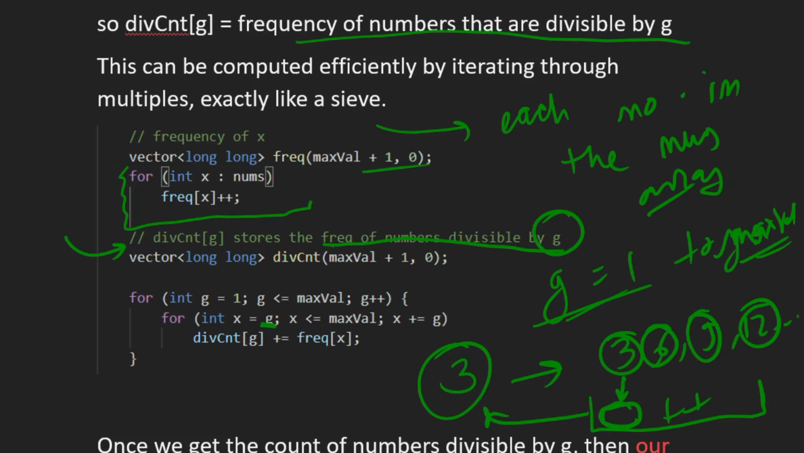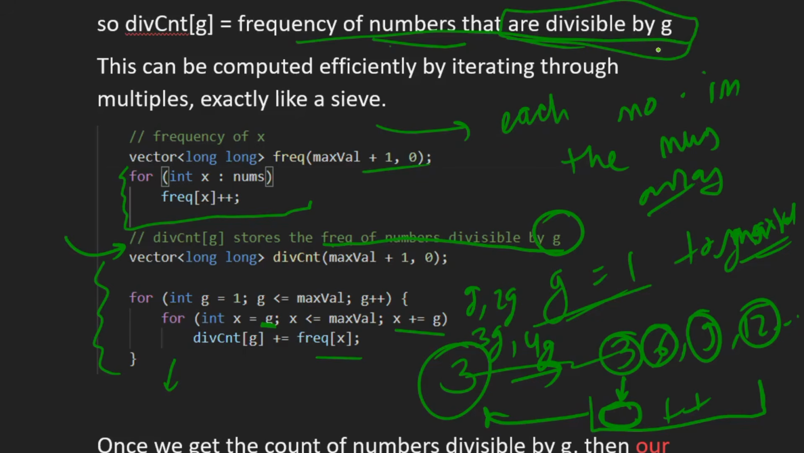So here we are doing the same thing: to check divisibility by G, we check the frequency of G, then we increment by G, so the frequency of G, then 2G, then 3G, then 4G, and so on. This way we'll find the frequency of numbers that are divisible by a number G, and G can be anything.